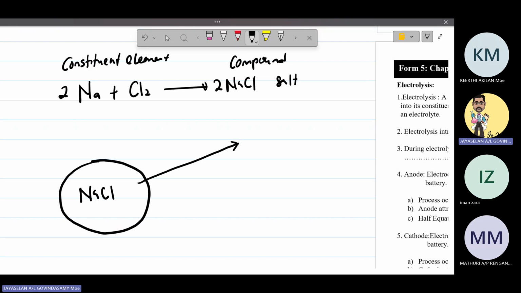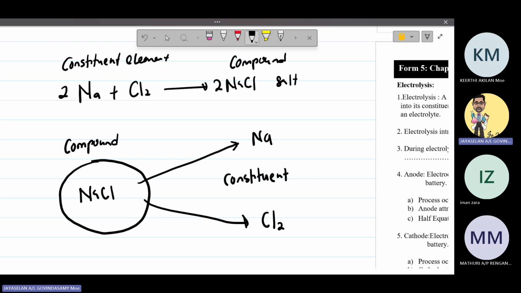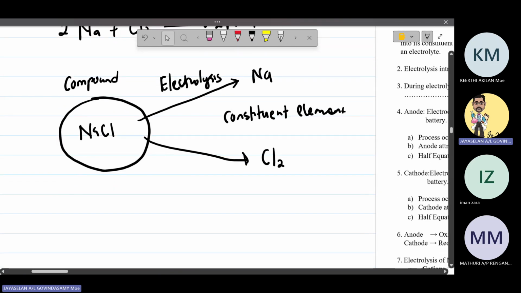So you do a process. I want you to break the compound given to you and get me the constituent elements, which are sodium and chlorine. This is called constituent, C-O-N-S-T-I-T-U-E-N-T, the elements that make the compound. So I want you to do a process. What process do you have to do? You have to do the electrolysis process. The compound breaks down into its ions, into elements.